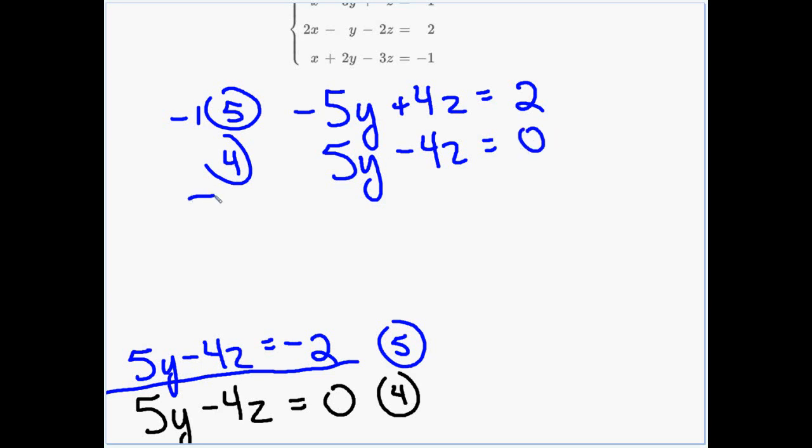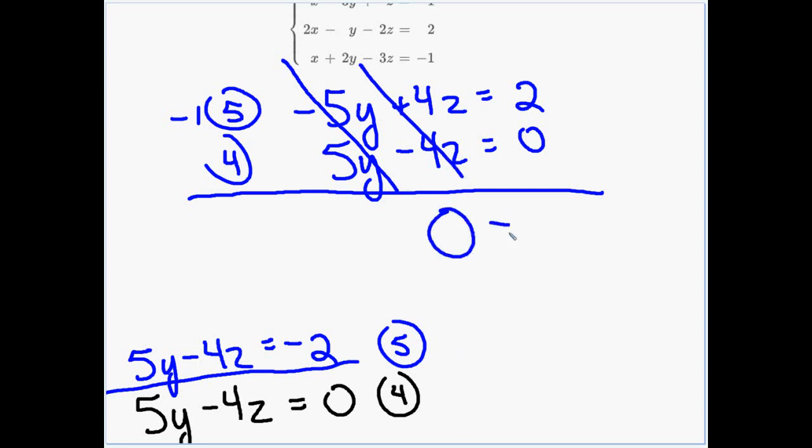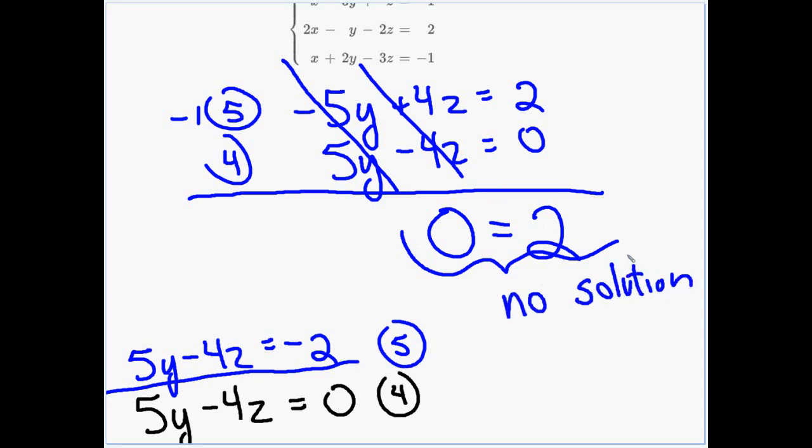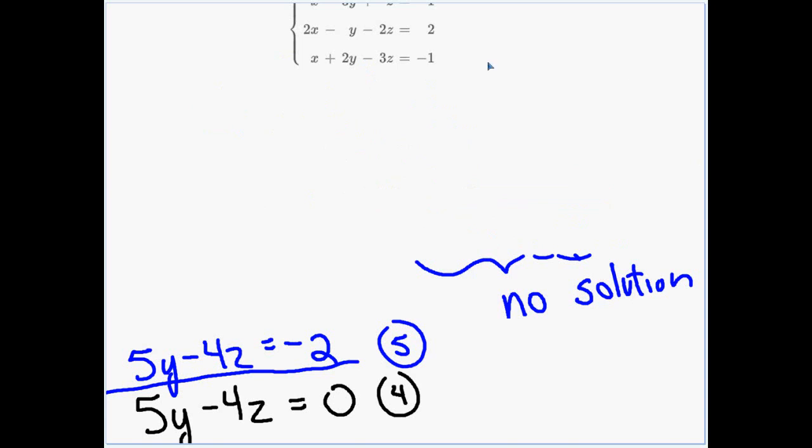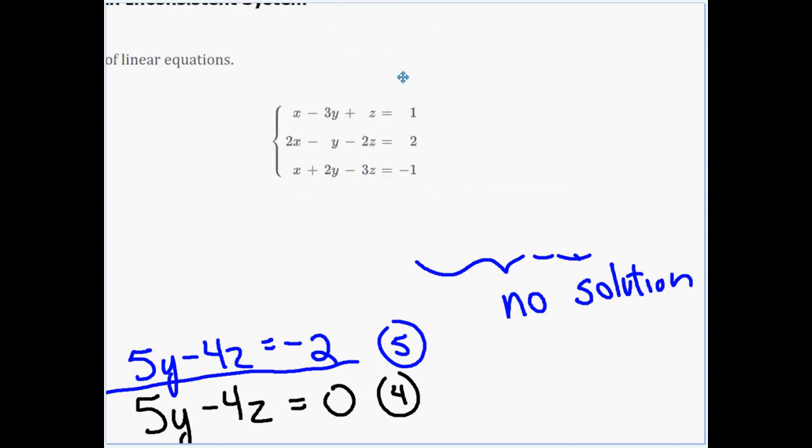Now if I add equations 4 and 5, the 5y and negative 5y cancel. That turns into a 0. 4z and negative 4z turn into a 0. And on the other side of the equals, 2 plus 0 is 2. So here's our inconsistency: 0 does not equal 2. There are no variables attached. This alone is enough to tell us there is no solution. This is an inconsistent system. There are no values of x, y, and z that would make all of these equations true.